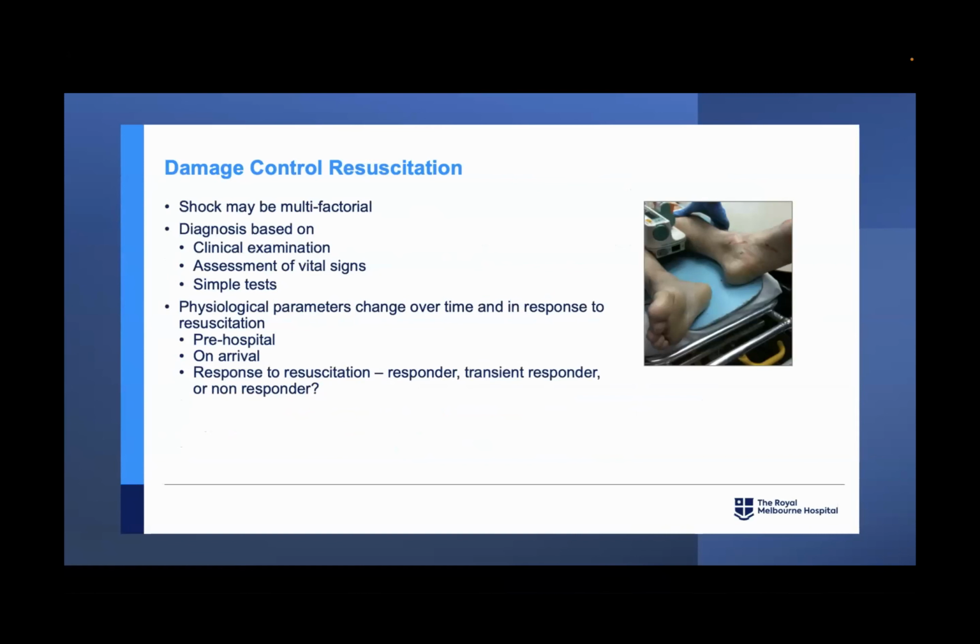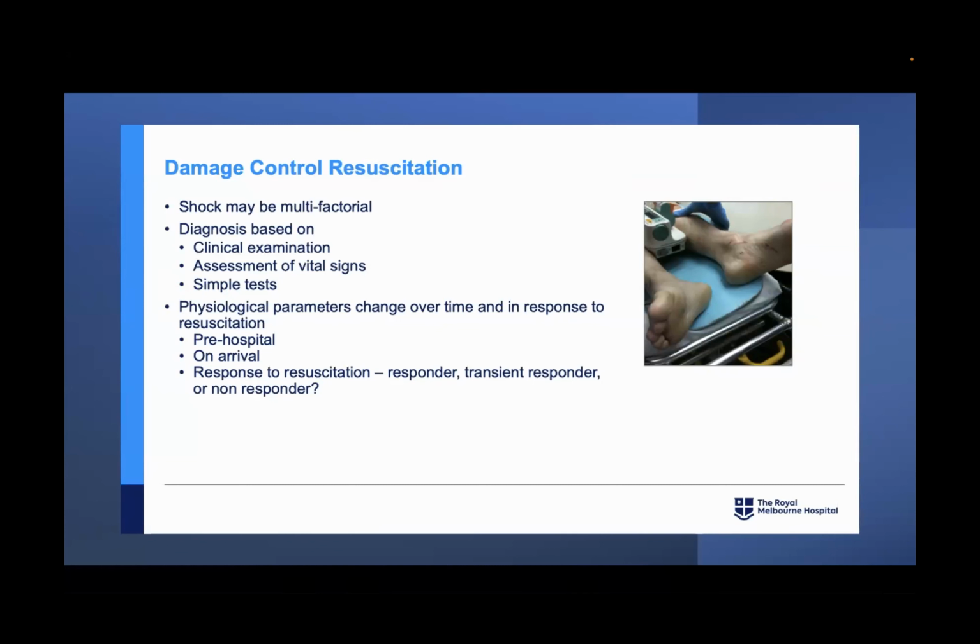Shock may be multifactorial, and I think it's worthwhile considering that much of the diagnoses we make as clinicians is based on simple examination and bedside testing. This includes clinical examination, assessment of vital signs, and simple tests, including blood pressure, response to volume resuscitation, and if possible, blood gas analysis. It's also important to consider the dynamic situation and appreciate that shock evolves over time. Physiological parameters will change in response to resuscitation, and it's worth taking a moment to consider what has happened in the pre-hospital setting as well as on arrival.